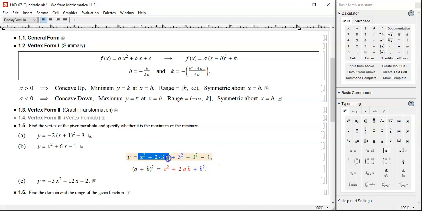So first 2 highlighted in red corresponds to first 2 of this complete square formula. And then 3 squared I just artificially added corresponds to b squared, which I just artificially added. And because I artificially added something, I have to subtract the same thing back. And so much for step 1, the preparation.